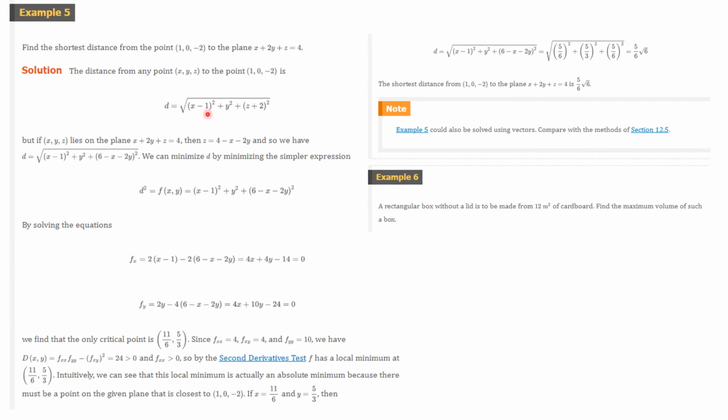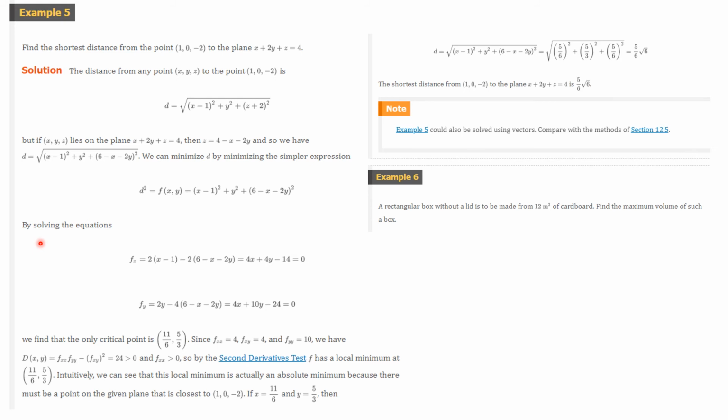Okay, well this is the distance formula, but if x, y, z lies on this plane, then z is equal to this. So we can make that substitution into this equation for z, getting this. And we can minimize d by minimizing the square, which is a simpler expression. So what we're going to do is square both sides, and we'll be seeking to find the minimum of this.